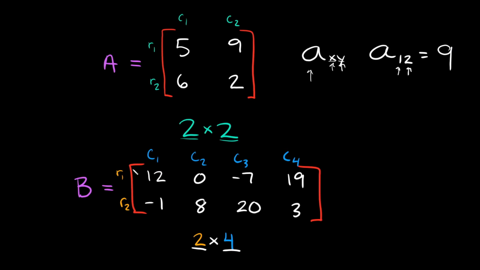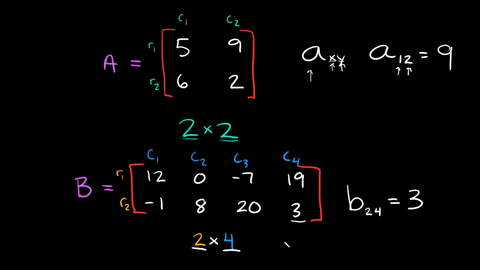Or for example, with matrix B down here, how would I write it for this number right here, this spot right here? If I'm talking about this number 3, I would write it as b, and then remember, I list the row first, so it'd be row 2, and then column 4. So I'd put 2, 4. So b24 is equal to that spot right there, which is the number 3.